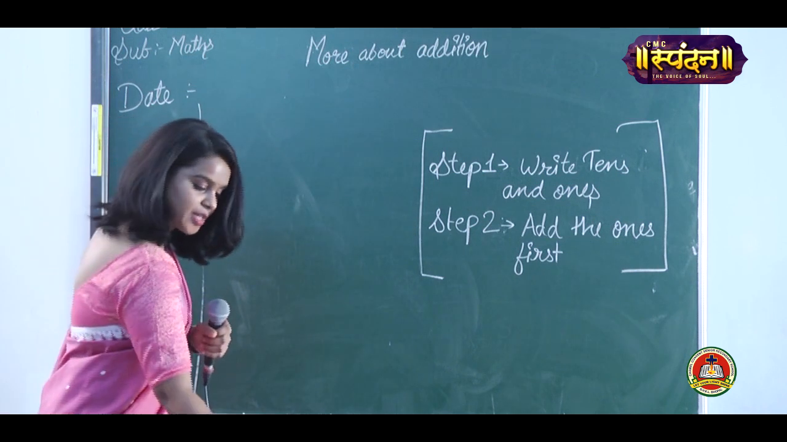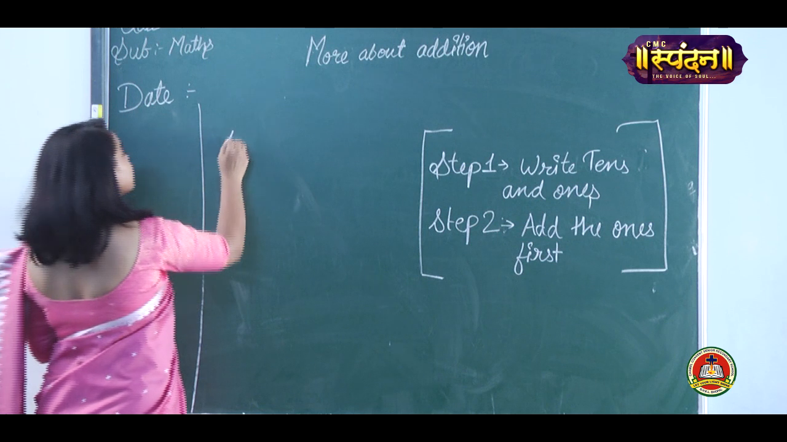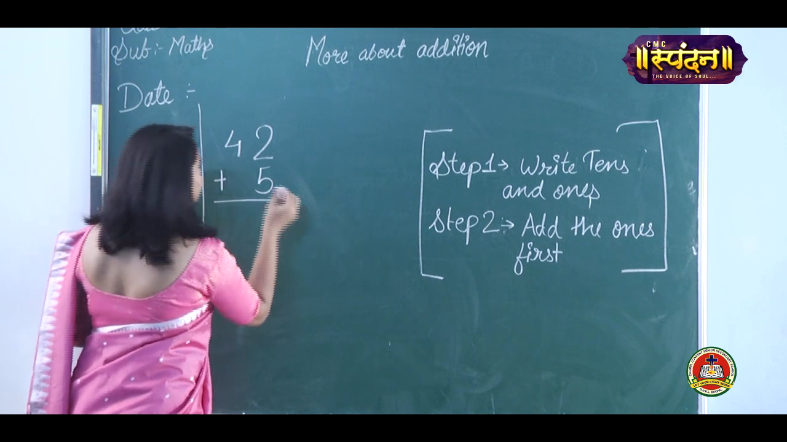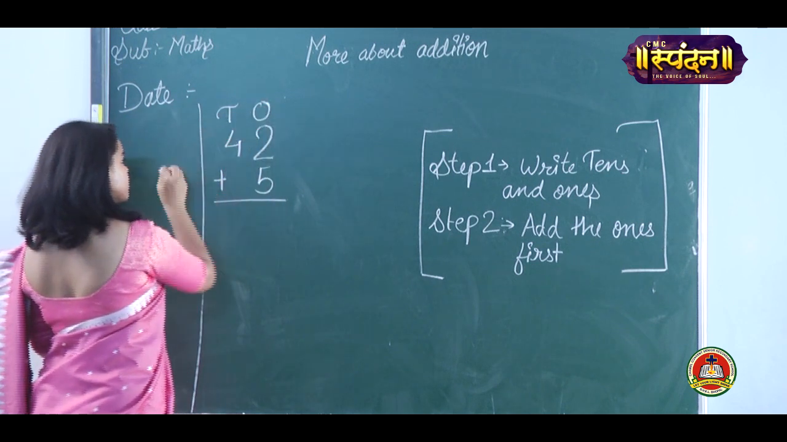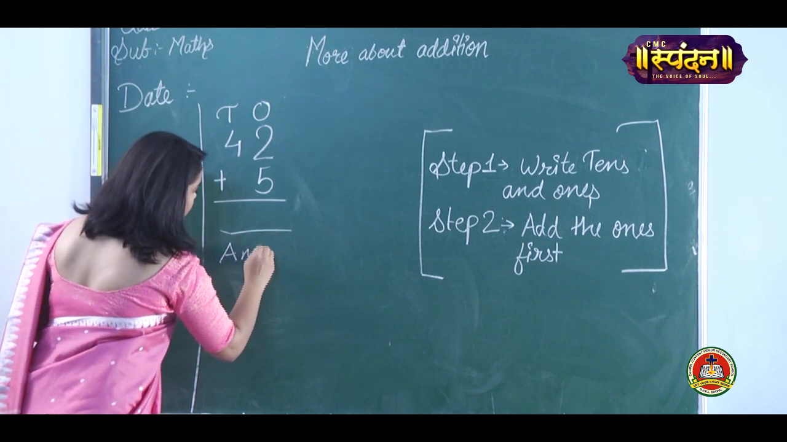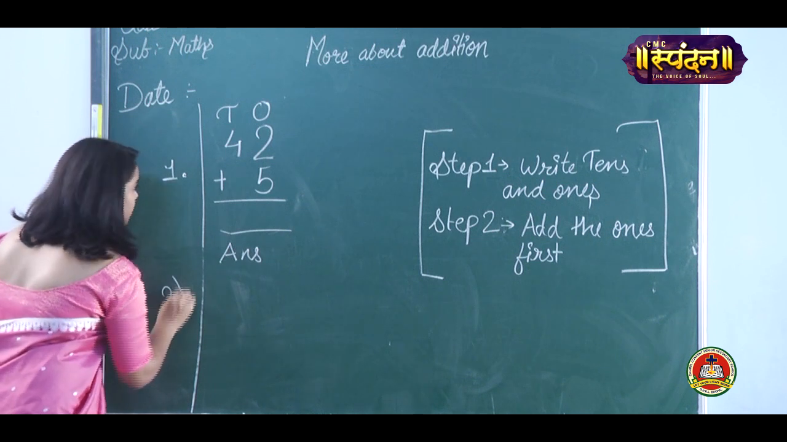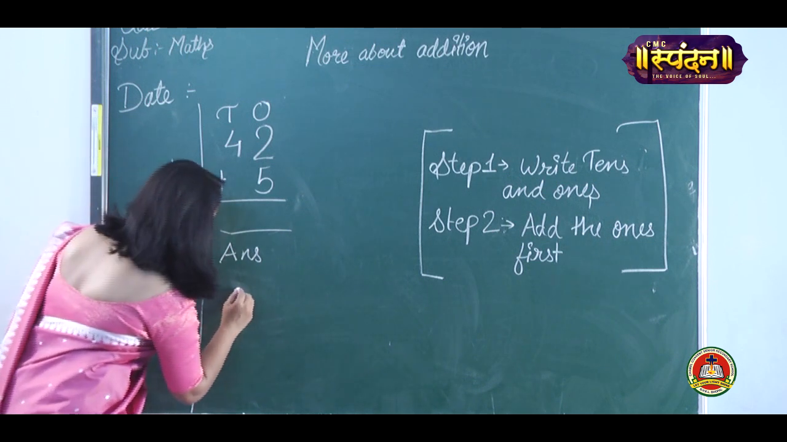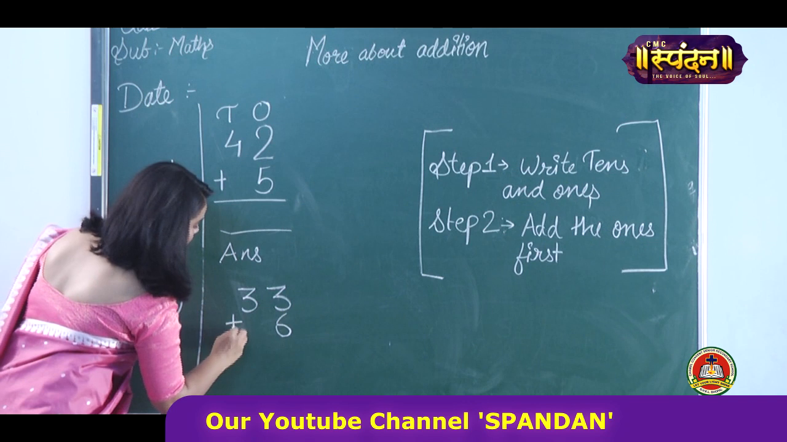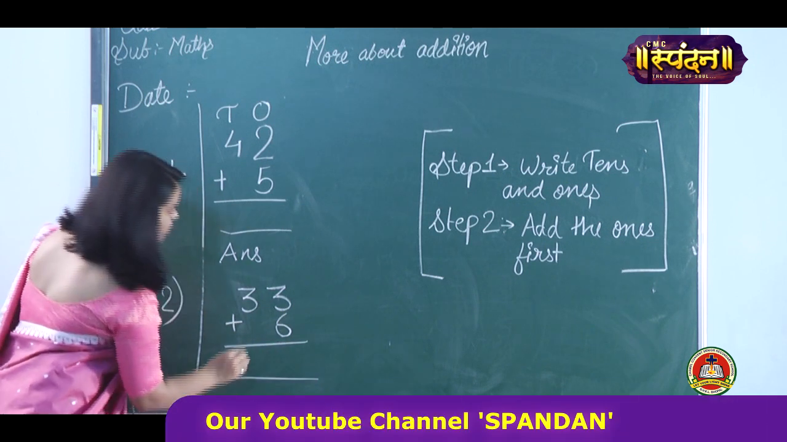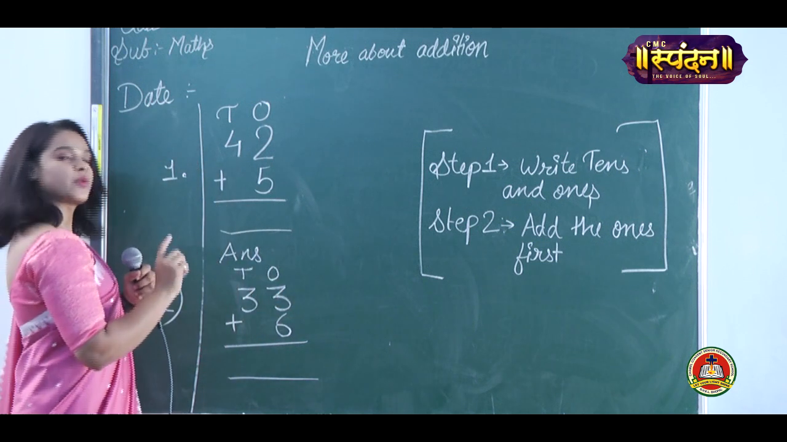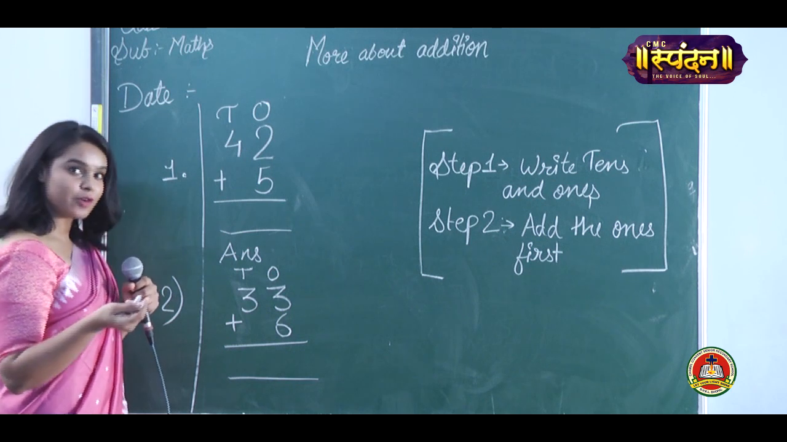I'm giving you a few more questions. Like 42 plus 5. You have to write tens and ones. Then write your answer here. 33 plus 6. Write tens here, ones here. Let's do these two more questions. Then other questions you can do by yourself also.